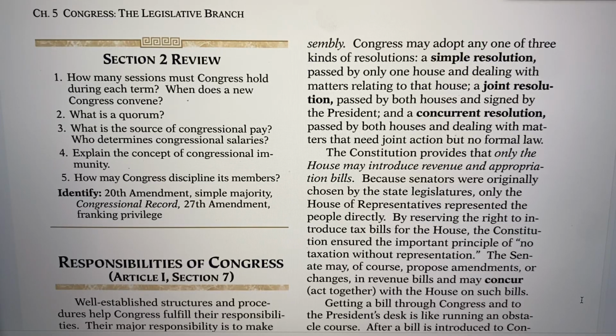Number 5, how can Congress discipline its members? There are two ways of disciplining. One is censure, and that means Congress officially condemns a member for misconduct. They have to stand in the well and are publicly told what they did wrong. And then expulsion is when they expel, and they have to have a two-thirds vote to expel someone. And of course, Congress doesn't impeach its own members. They can impeach a president, and they can impeach a judge, but they can't impeach their own members. So that's the end of that section. That was a pretty quick section.